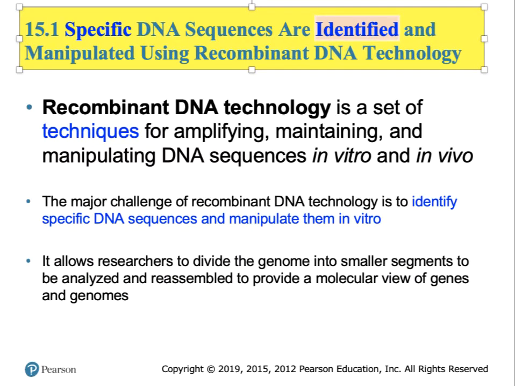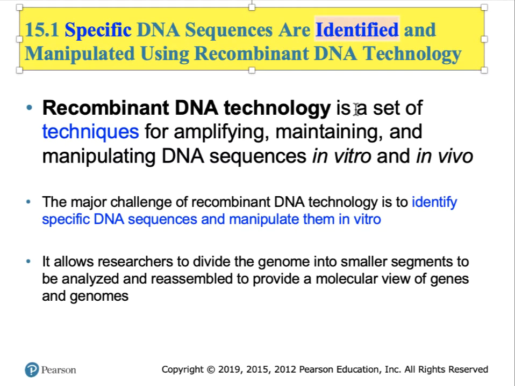Recombinant DNA technology has a definition, and the definition varies depending on who you ask. According to our authors, recombinant DNA technology is just a set of techniques that are used for magnifying, known as amplifying, maintaining, and manipulating DNA sequences both in vitro, that means in a test tube, and in vivo, inside an organism. Because the DNA of even the smallest organism is pretty large, the challenge is to identify the specific region of DNA that one wishes to manipulate and isolate that in vitro.